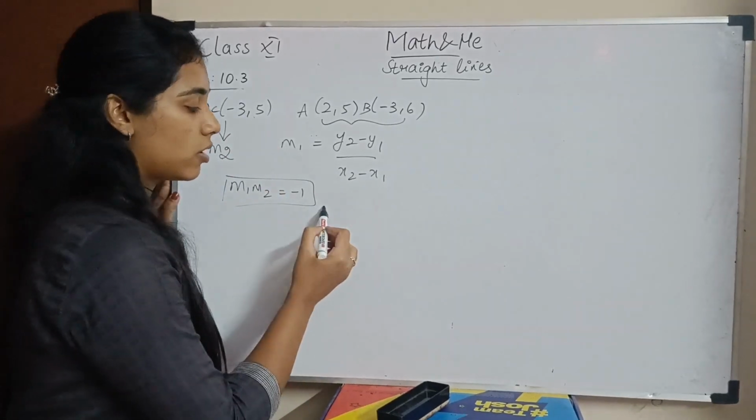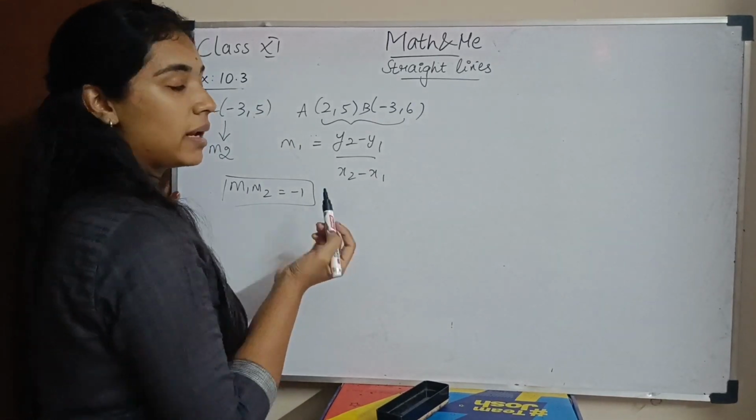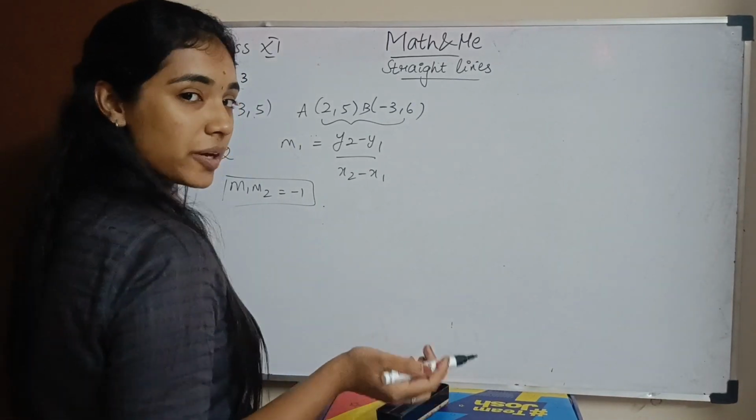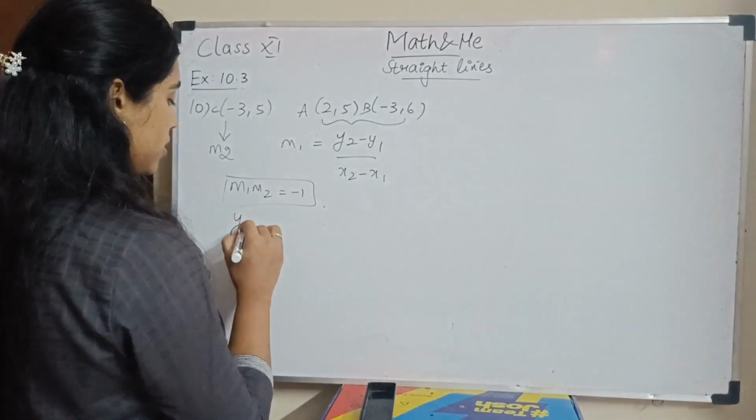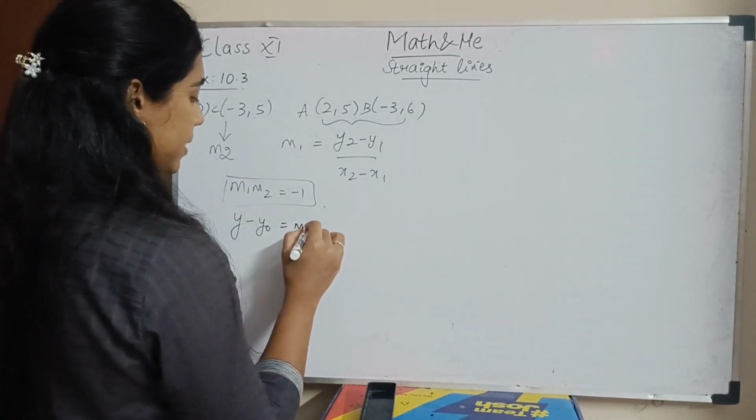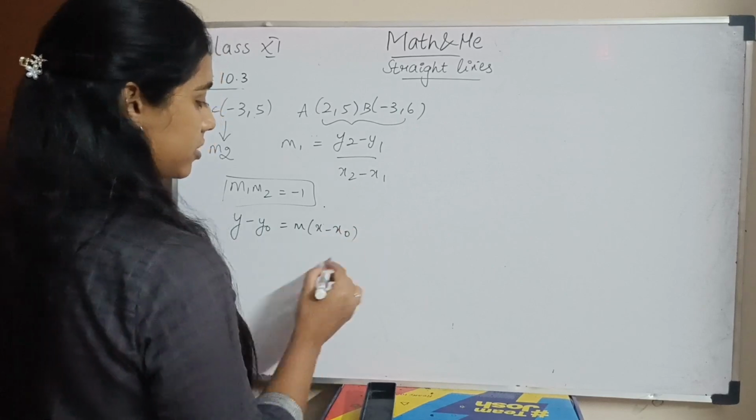Okay, so this will be your homework. Try to solve this and tell me what the answer is in the comment section below. Okay, what's your one point slope form? Y minus y naught equals m times x minus x naught. Okay, use this.